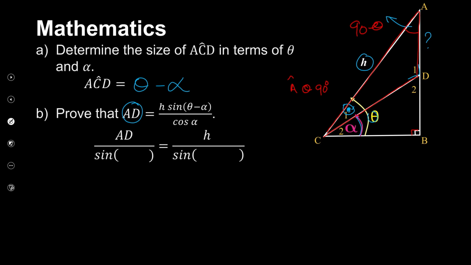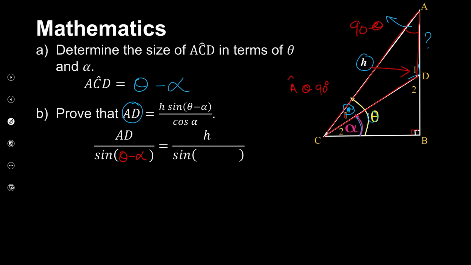Okay, so let's go put it into our sine rule. We have AD over the sine of the angle across from it. And remember, across from AD was C1, and we found ACD to be theta minus alpha. Then the other pair we're going to be using is this one and that one. So we're going to say H over the sine of the angle across from it.